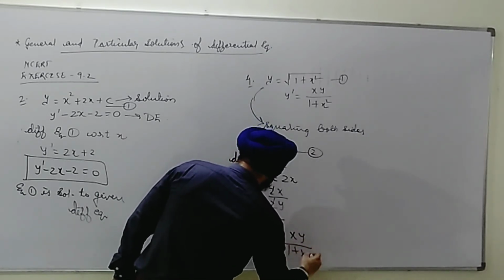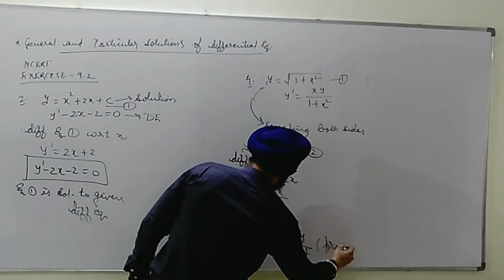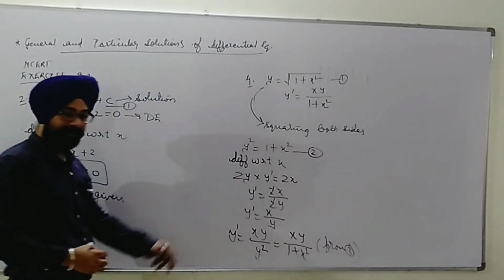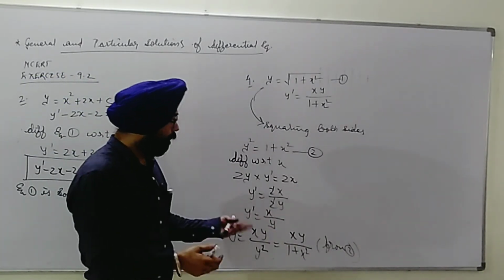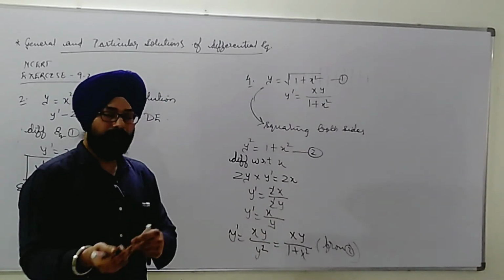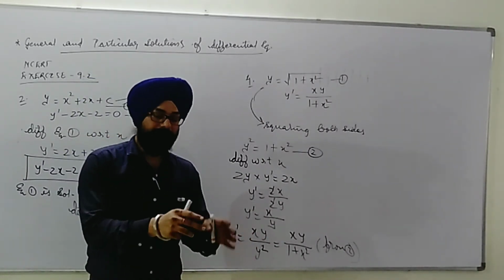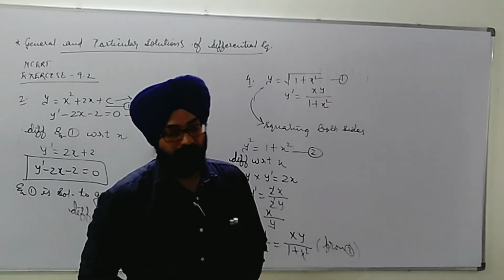So we get the required result, that y dash is equal to xy upon 1 plus x square. So this way we can prove it. Okay. So sometimes we will not get the answer directly. We have to check it. Let's see the next question now.